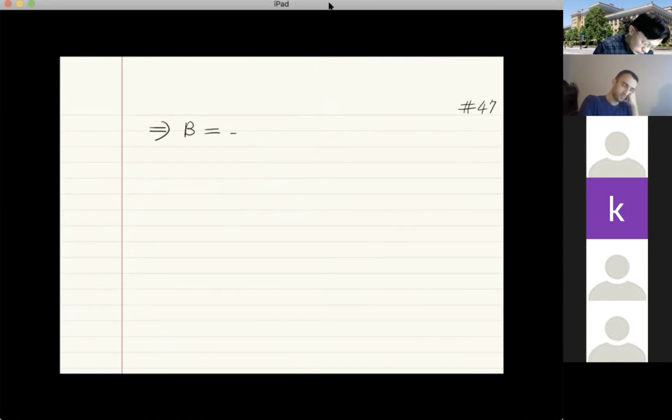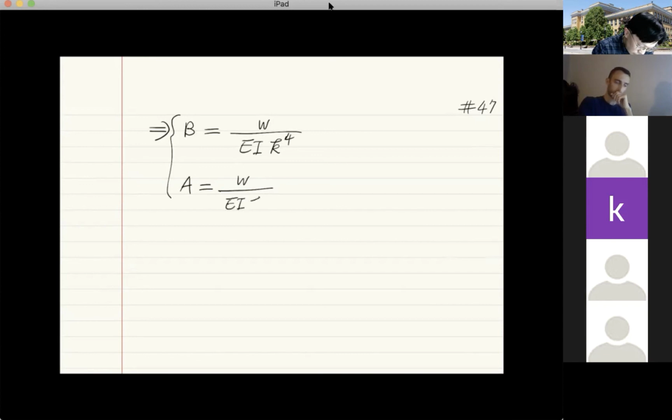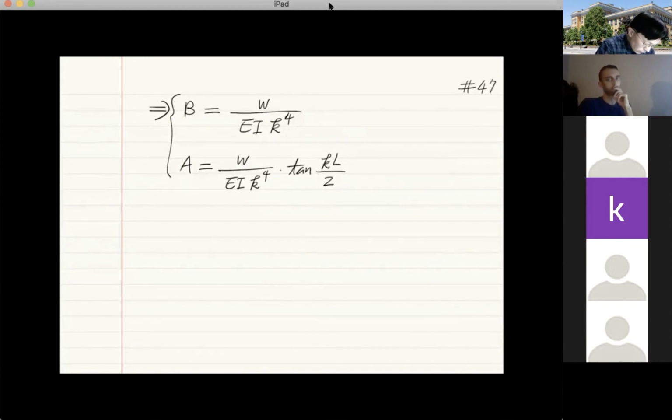First, the expression of B is W over EI over K to the fourth. And the expression of A is W over EI over K to the fourth, times tangent. Now, step 4. Once we have these two, I can just write down and give you the total expression, because you need that for your homework number 2. With these two, we can write the expression of y of x.